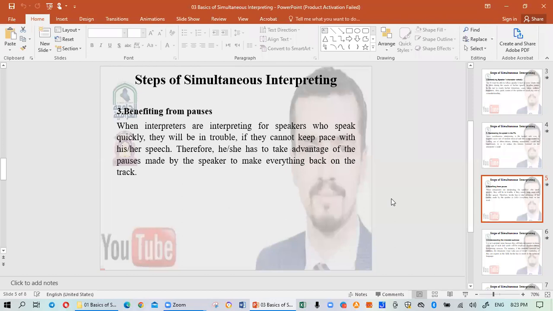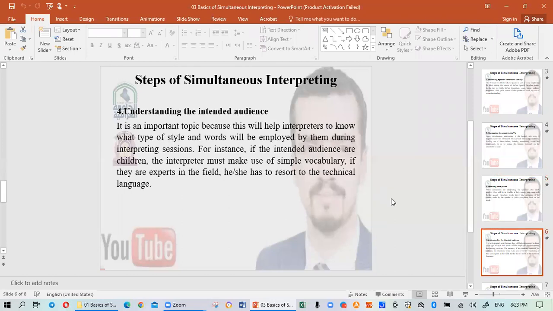Okay, this is the third point. The fourth step is concerned with understanding the intended audience. It's an important topic because this will help interpreters to know what type of style and words will be employed by them during interpreting sessions. For instance, if the intended audience are children, the interpreter must make use of simple vocabulary. If they are experts in the field, she has to resort to the technical language.